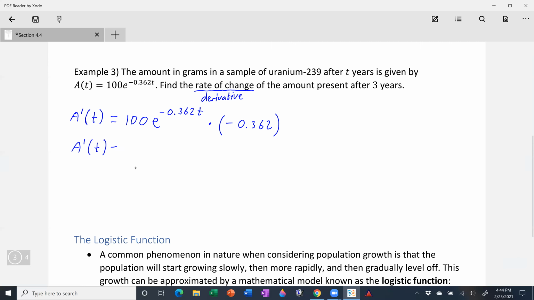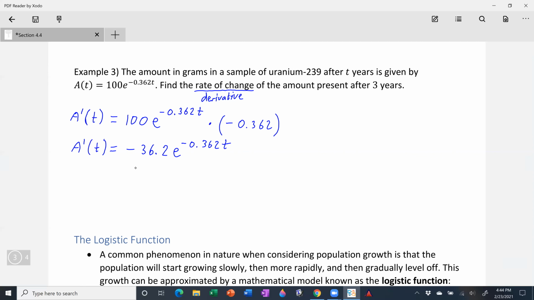I think this one is a lot easier than the previous one. It was just kind of to see an application here. So let's multiply the 100 times the negative 0.362. And so we get negative 36.2 e to the negative 0.362 t. So that's the derivative, and it's very powerful because now we can find the rate of change at any moment.